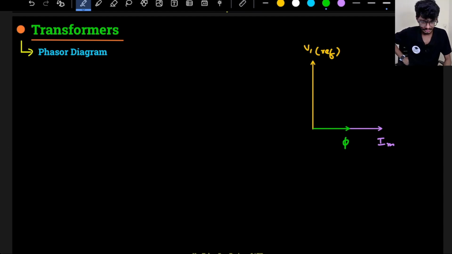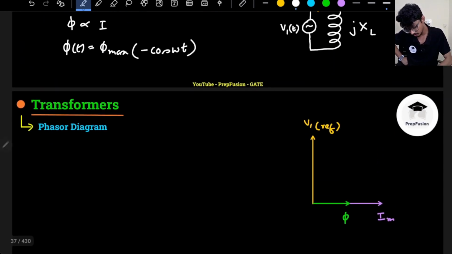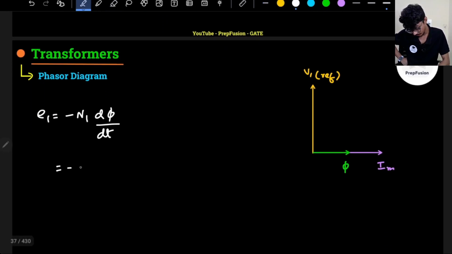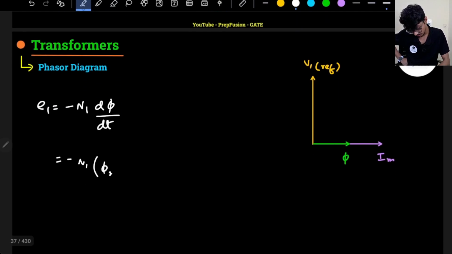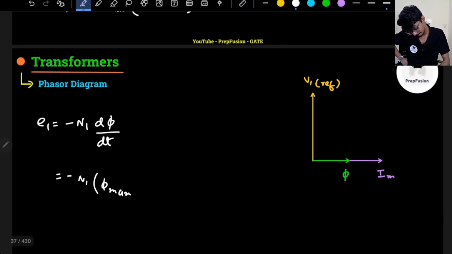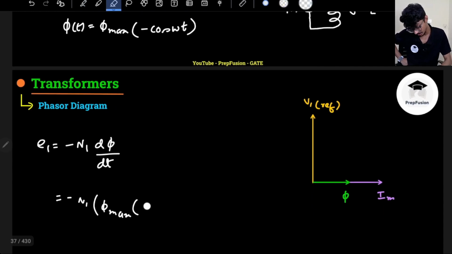Now where will this induced EMF be then? I will take into effect the sign as well. Induced EMF E1 will be minus of N1 d phi by dt. Minus will be outside, N1 will be there, and differentiation of the flux. Phi max is a constant. Minus cos omega t differentiation will be plus sin omega t.